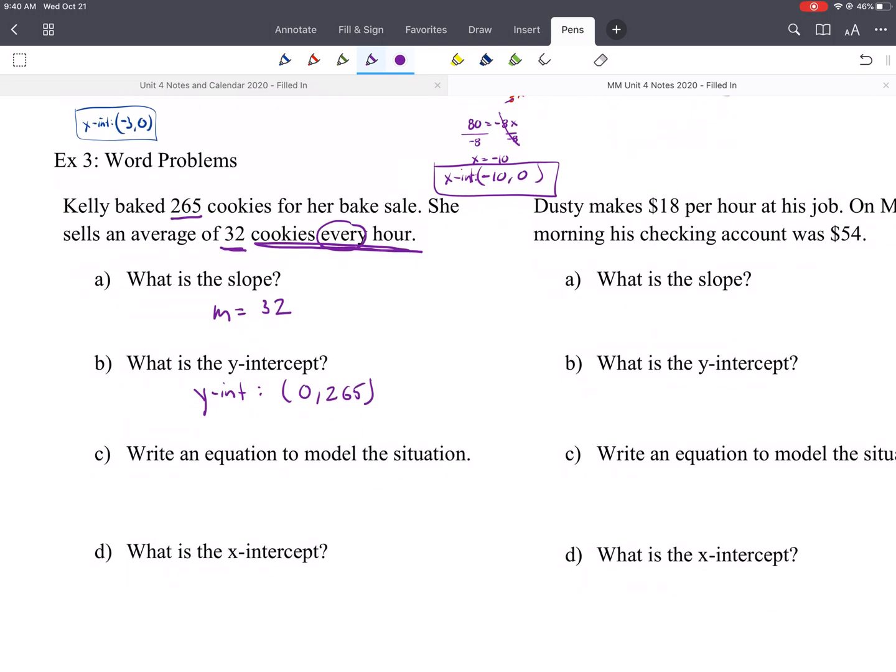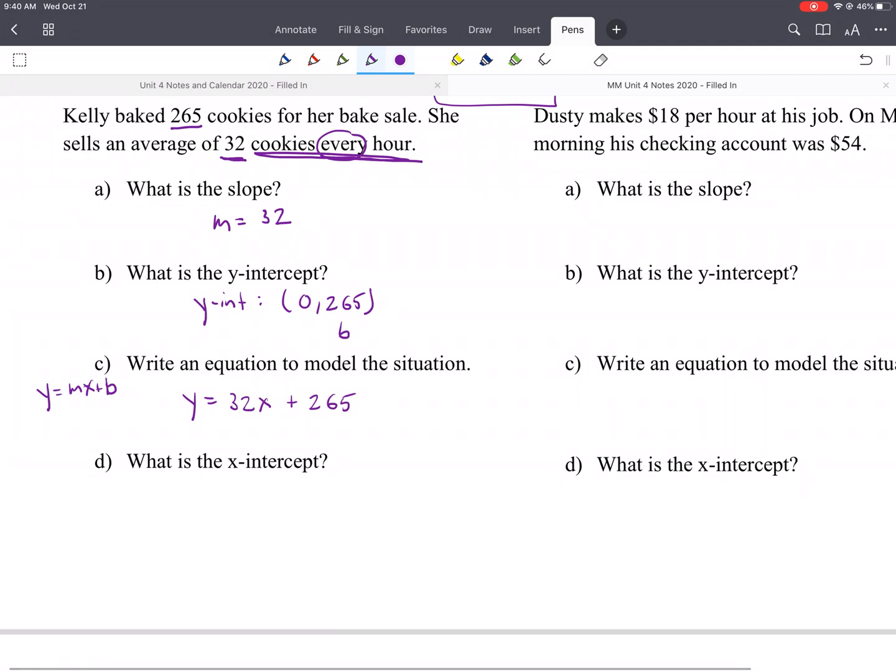So we want to write an equation that models this situation, okay? And we haven't really talked about this, but I imagine you've done this before, y equals mx plus b. So here we'll just plug in what we know. So y is equal to the slope, m is the slope, 32x, okay? And then the intercept, this would be b, so plus 265, okay? And then it says, what is the x-intercept?